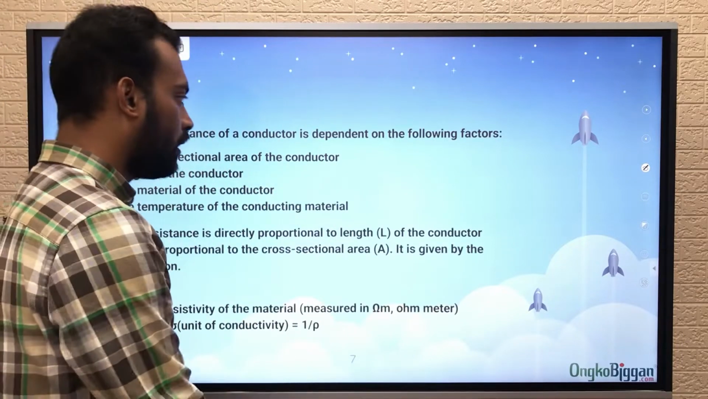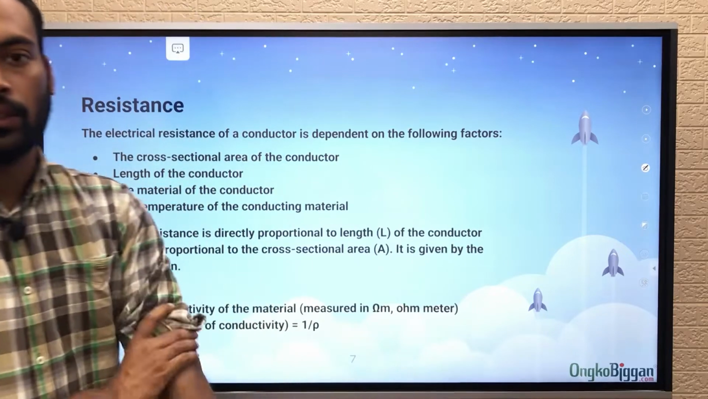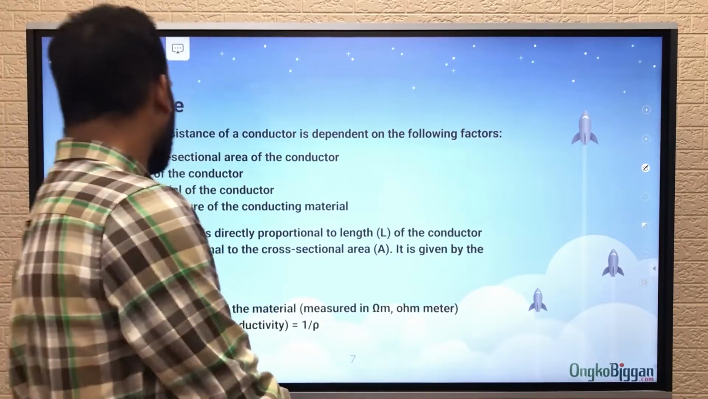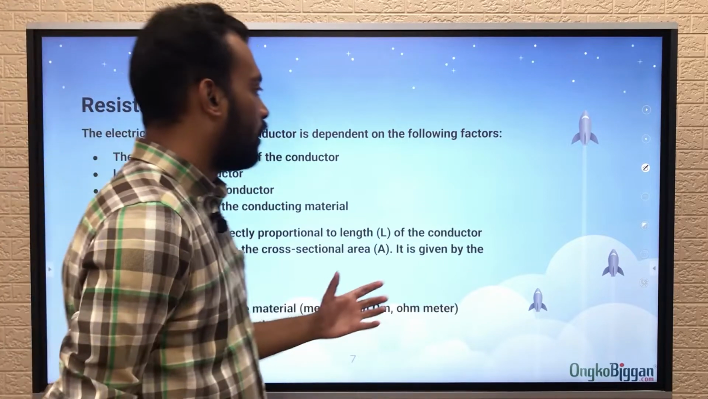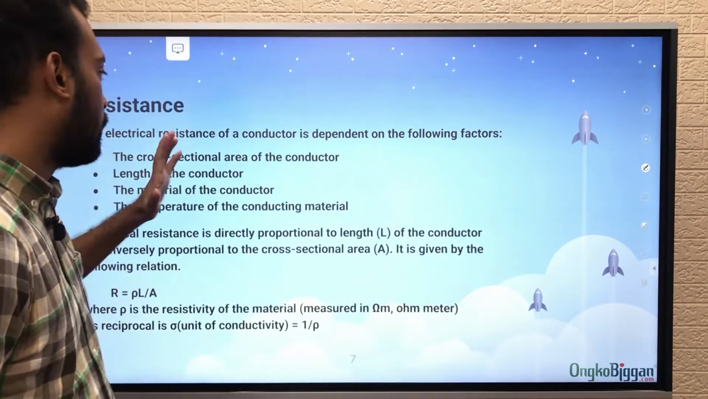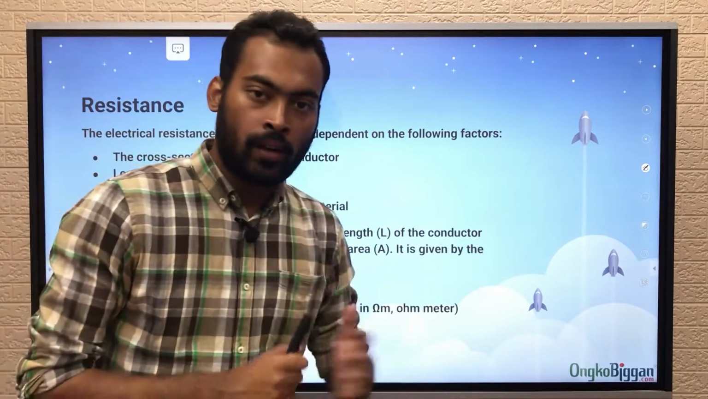Resistance. I have already talked about resistance, but now let's get to know about this resistance in depth. The electrical resistance of a conductor is dependent on the following factors. What are these factors? The cross-sectional area of a conductor.